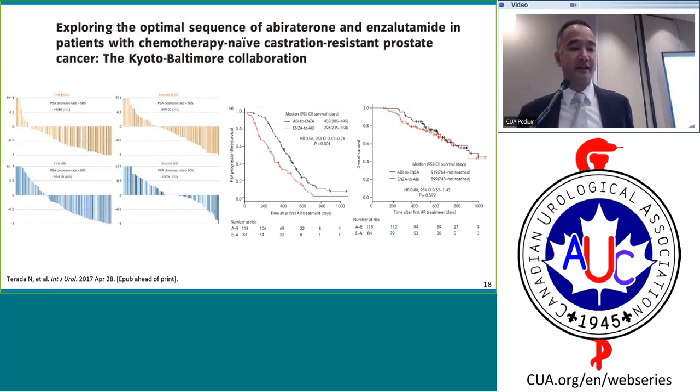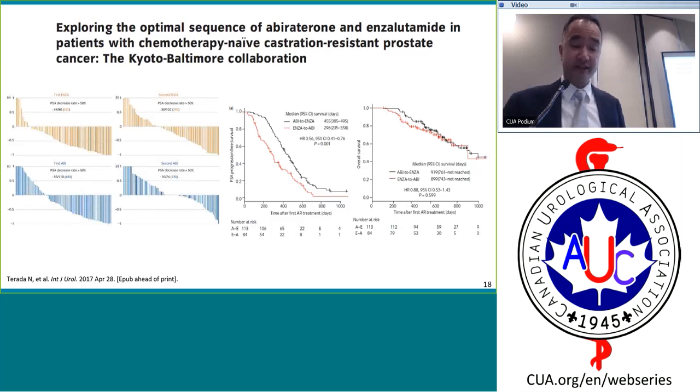They combined their data sets, and essentially the same thing. They're seeing good response rates first line with both agents, and then better response rate with enzalutamide after abiraterone. And similarly, the sequence of ABI to Enza, at least for PSA progression, appears better than the sequence of Enza to ABI. However, the overall survival was the same between both arms. So suggesting that you can get a progression-free survival benefit with one sequence, but not the other.